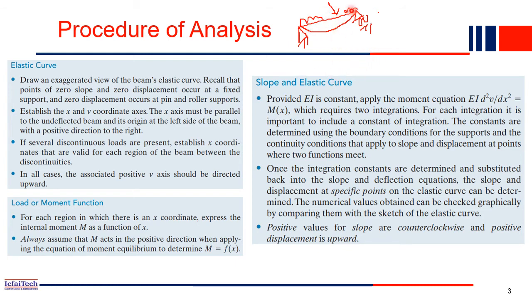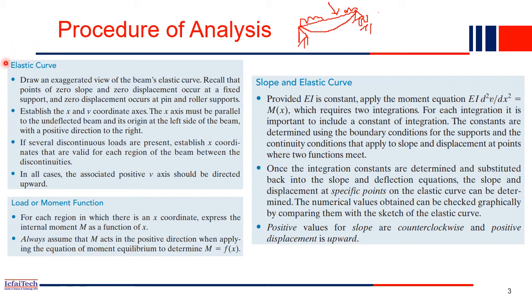Once you know the moment equation, you just plug it into our beam elastic equation, d square y by dx square is equal to M by EI. Substitute whatever moment equation you got and integrate it two times. You will get theta, the slope, and the deflection both. Then you apply the boundary conditions to calculate the constants C1 and C2. So these are basically the three steps you have to follow.